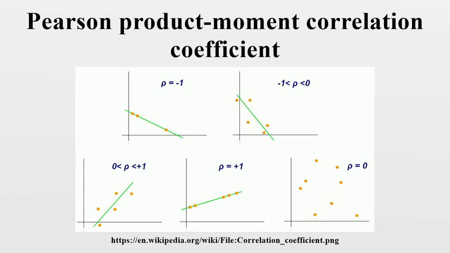In statistics, the Pearson product moment correlation coefficient is a measure of the linear correlation between two variables x and y, giving a value between +1 and -1 inclusive, where 1 is total positive correlation, 0 is no correlation, and -1 is total negative correlation. It is widely used in the sciences as a measure of the degree of linear dependence between two variables.